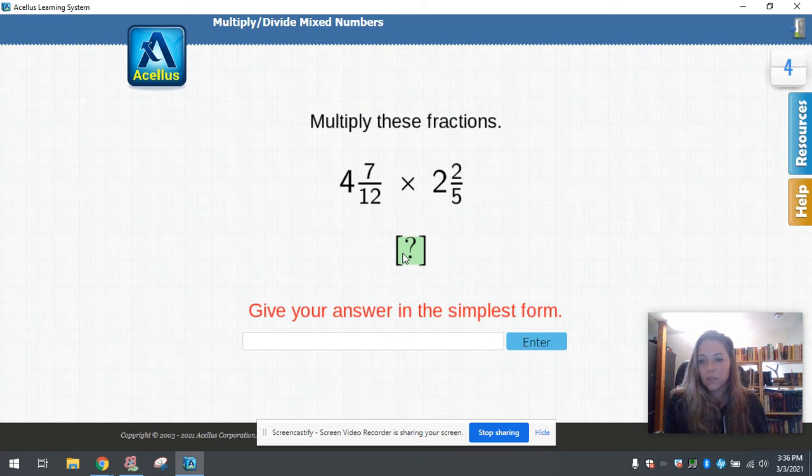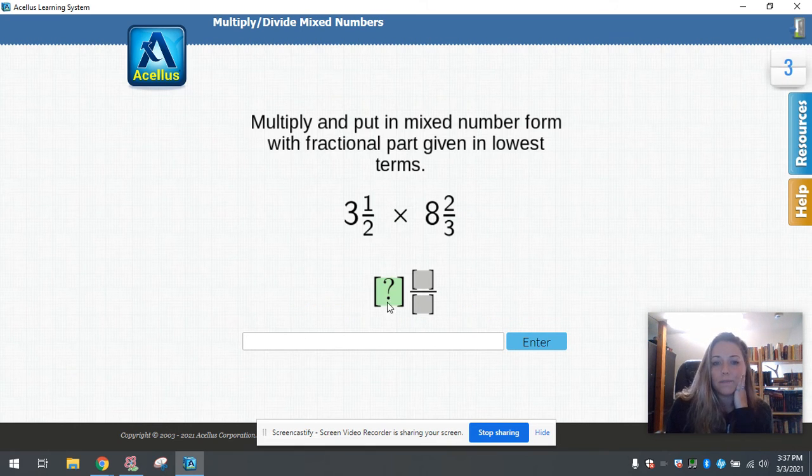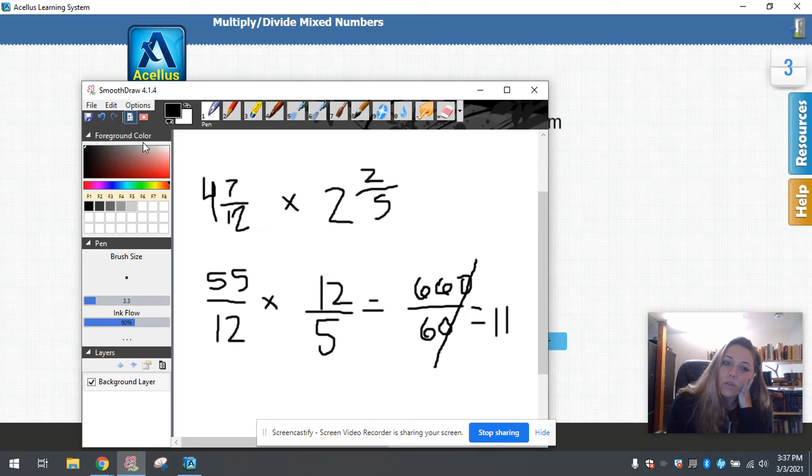You'll see these little boxes that they provide you give you a clue as to whether you got the answer right. You'll notice there's only one box and there's no fraction line next to it, so we were supposed to get a whole number. Hooray. 3.5 times 8 and 2/3.